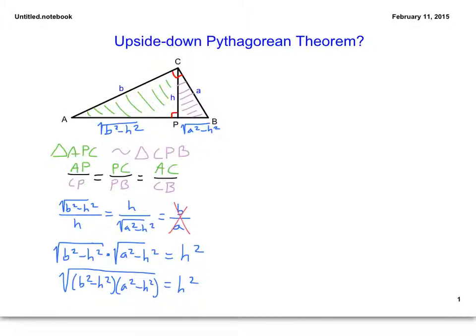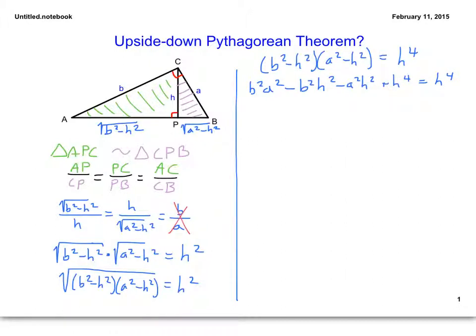And now we can square both sides. So I'm actually going to continue that up over here. I almost wrote the wrong thing. I almost wrote h squared, but I'm squaring this side, so it's going to become h to the fourth. Now, oh boy, let's expand that out there. So that's going to become that.